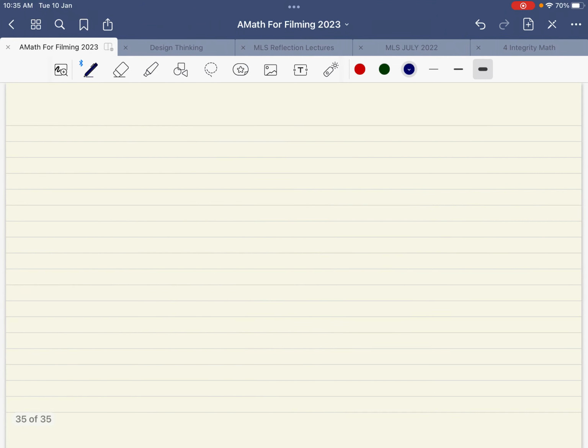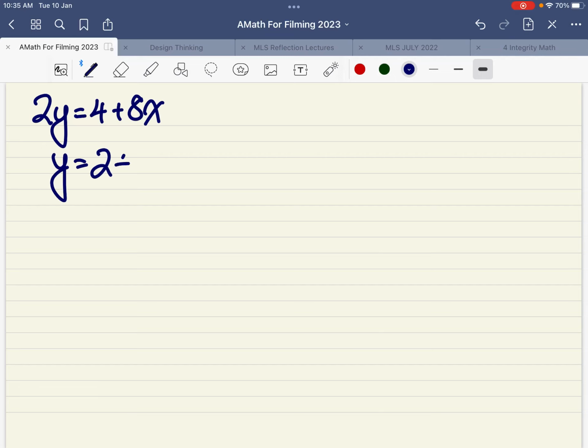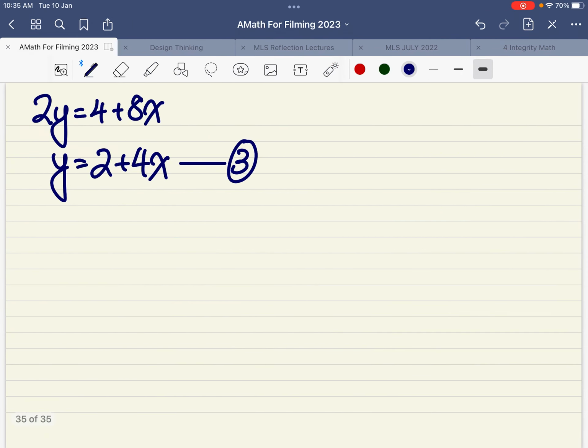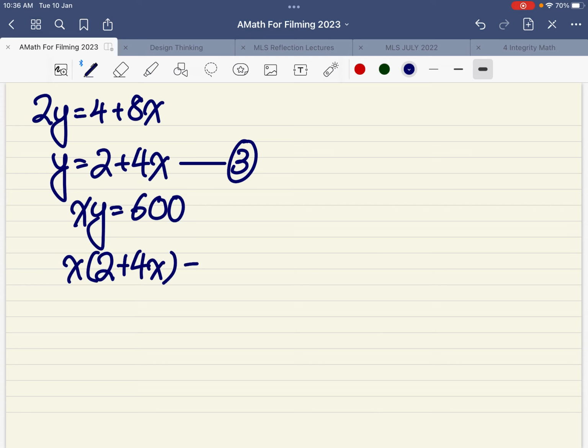So what I get is 2y equals 4 plus 8x. To simplify this, I can divide every term by 2. So y equals 2 plus 4x. That gives me equation 3. Equation 3, y equals 2 plus 4x, I can substitute into the original equation 1, which is xy equals 600. So if xy is equal to 600, and I substitute y with 2 plus 4x, x times (2 plus 4x) is equal to 600.